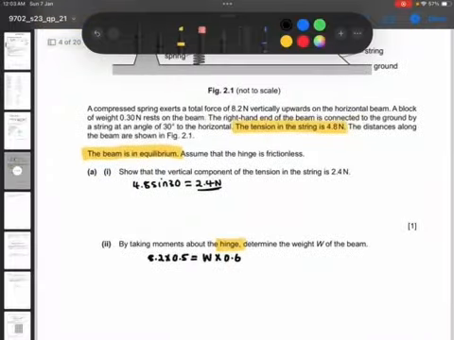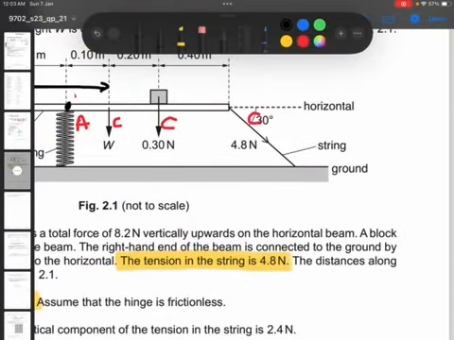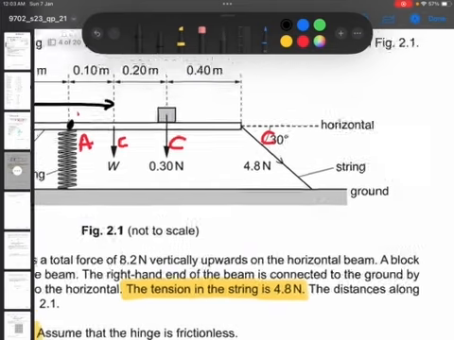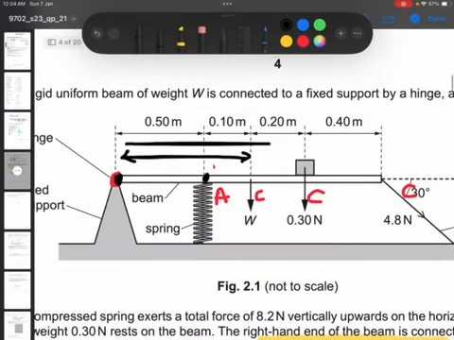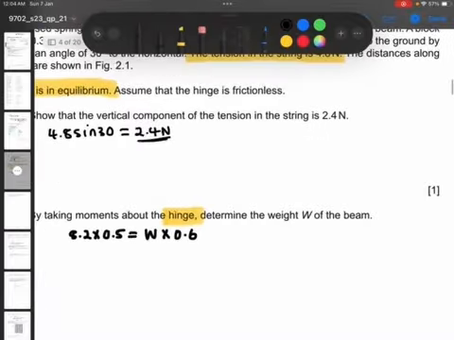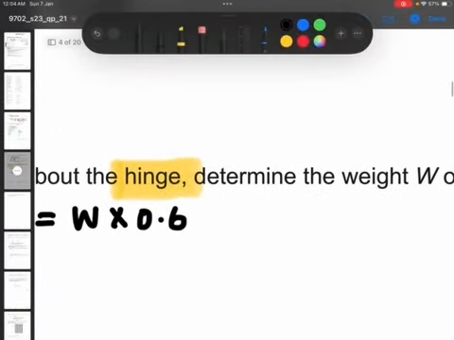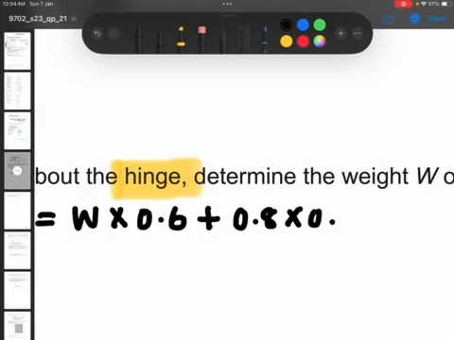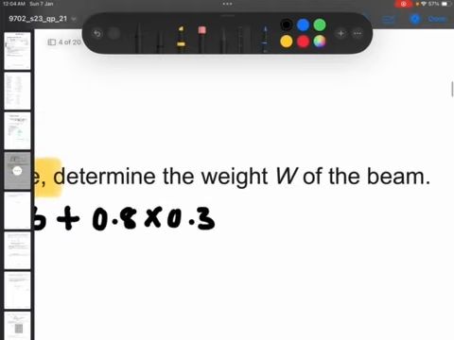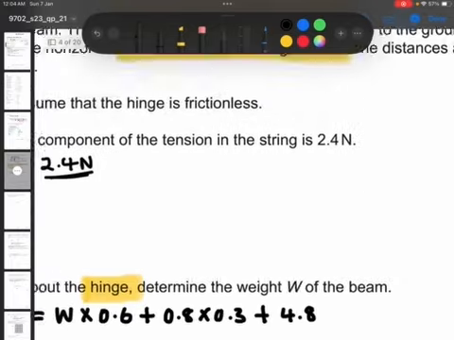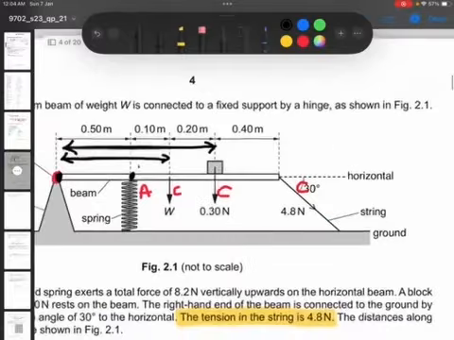And then up next is the block. It has a weight of 0.3, and its perpendicular distance from the pivot is 0.5 plus 0.1 plus 0.2, which gives us 0.8. So ultimately, this gives us 0.8, the perpendicular distance from the pivot, times the force of 0.3. Now finally we are left with one force, and that force is a force of 4.8. Now I'm teaching it this way, and I always teach it this way.